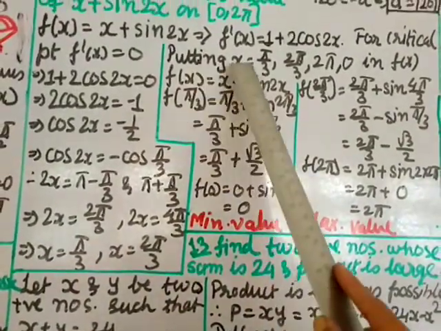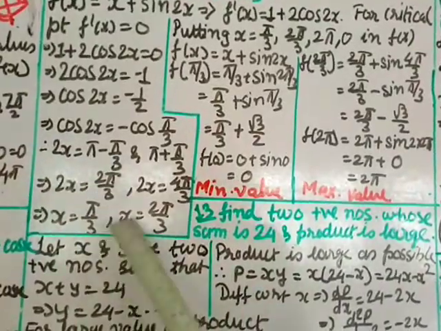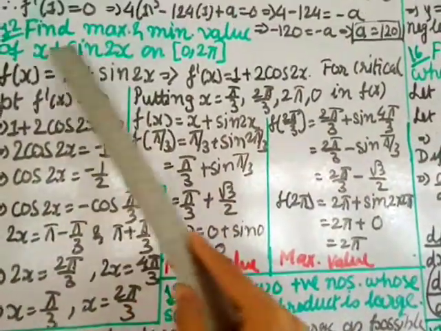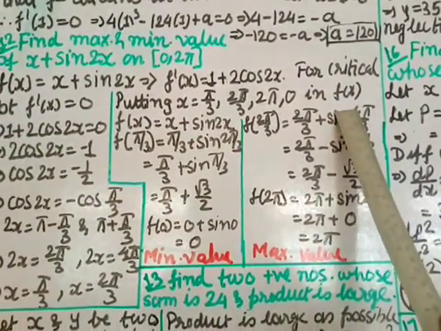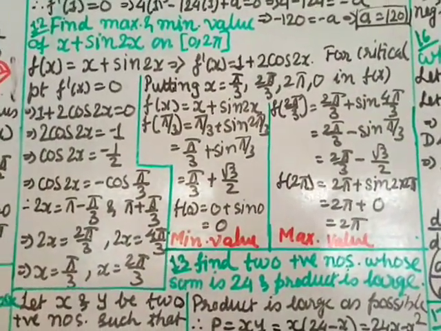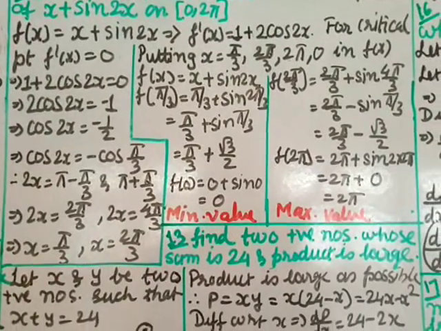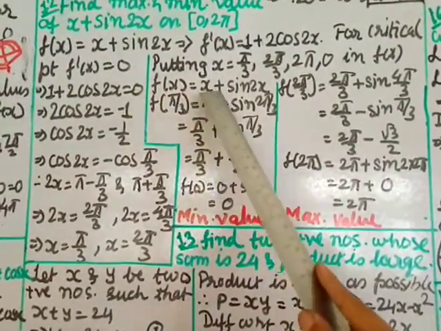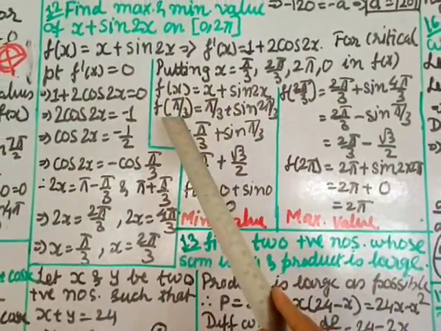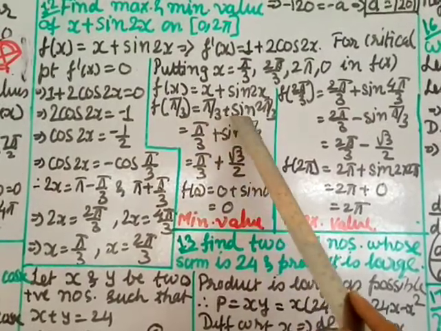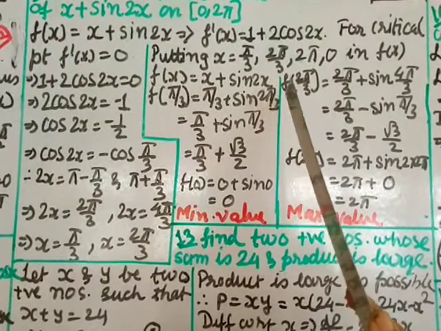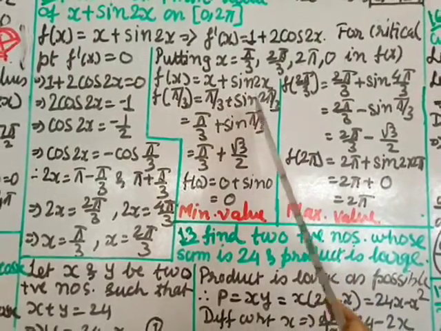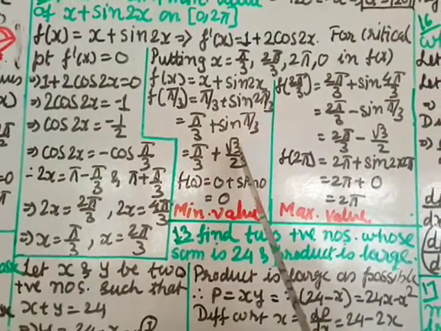Now we shall put the values x equal to pi by 3, 2 pi by 3, and the end points 0 and 2 pi in the given function, and we'll find which is the maximum value and which is the minimum value among all of them. f(x) equal to x plus sine 2x. Put pi by 3: pi by 3 plus sine 2 pi by 3. This is in the second quadrant, and in the second quadrant sine is positive, sine pi by 3, and sine pi by 3 is root 3 by 2.